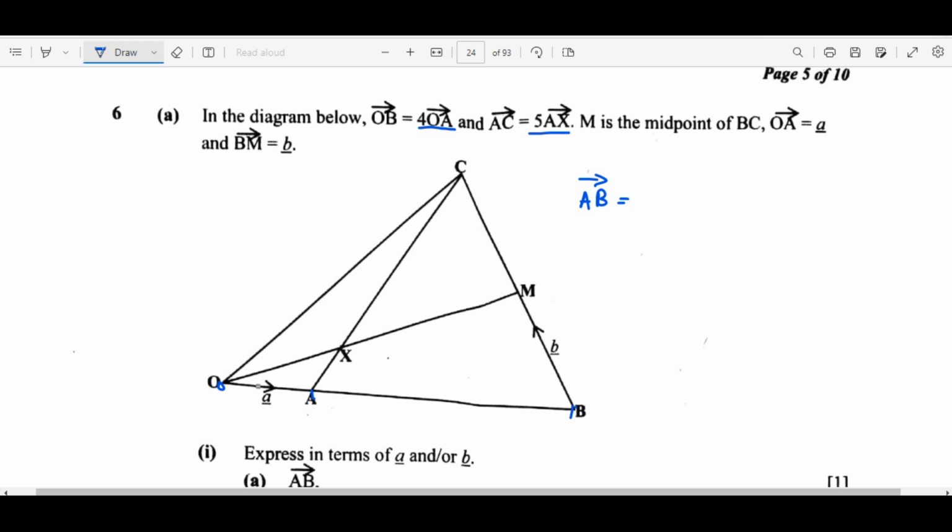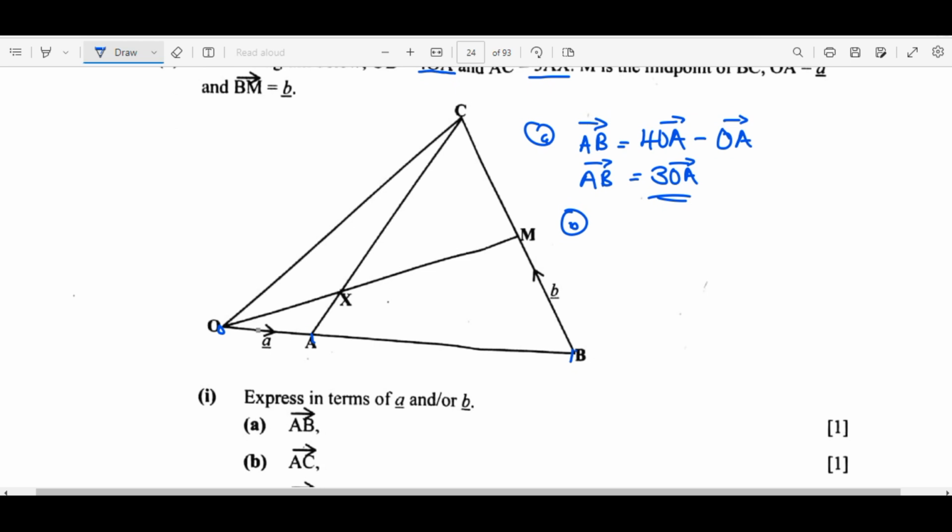So we can write 4 OA minus OA. So we can write it like that. So we'd say AB is equal to 3 OA. It means that we've answered that one. And then we can move. So that is A, and then B.